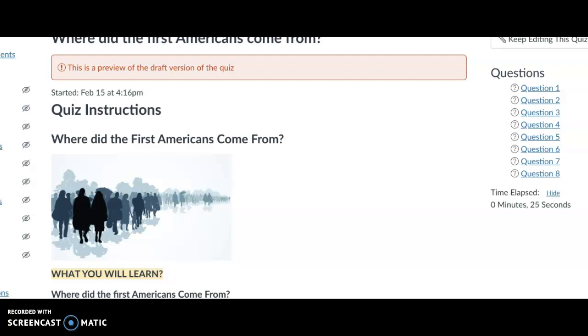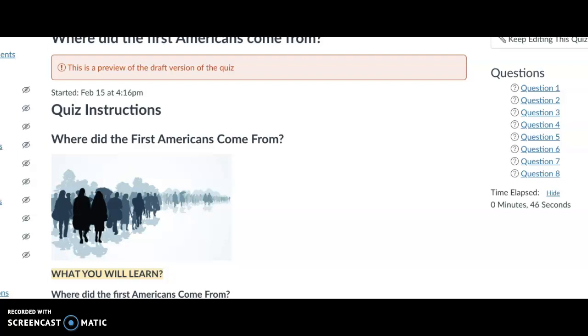And the very first question we're going to have you answer is, where did the first Americans come from? And by Americans, I'm not talking about people from the United States. Actually, the term Americans refers to anybody from North or South America. So we're going to answer, where did the first Americans come from?